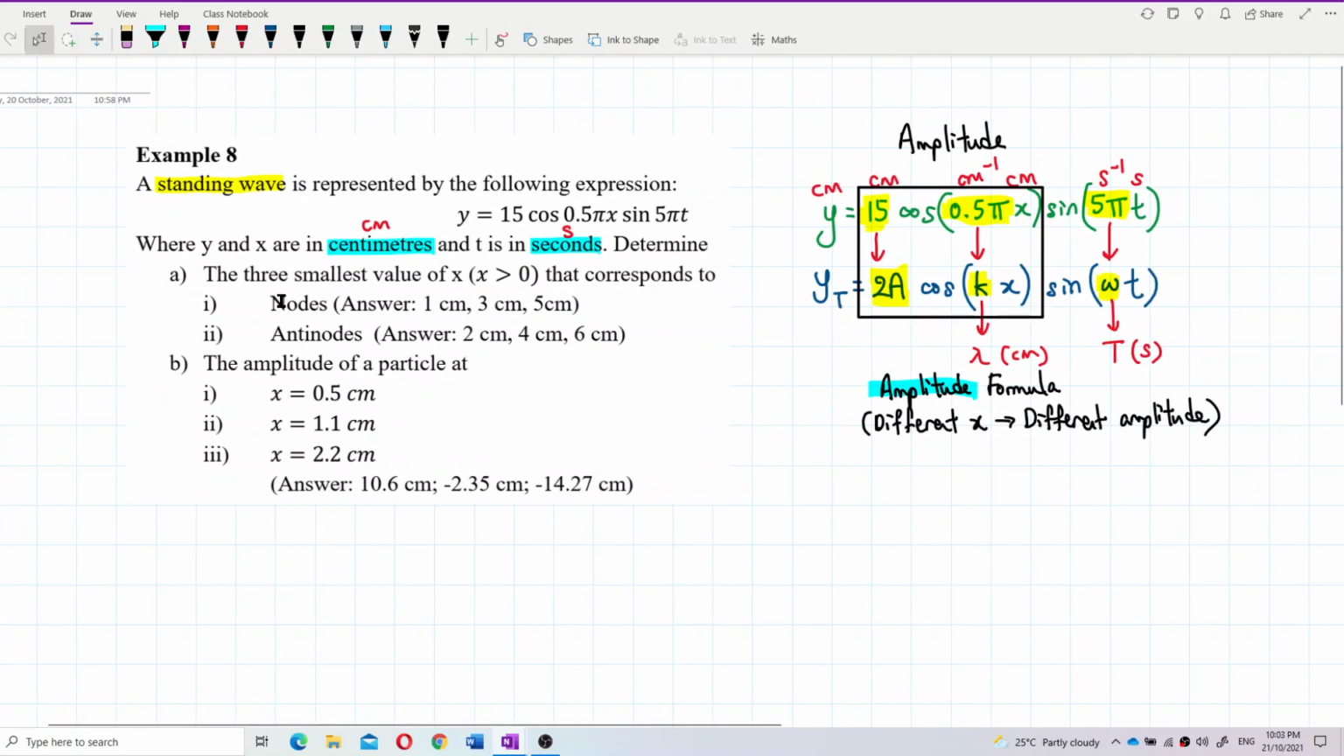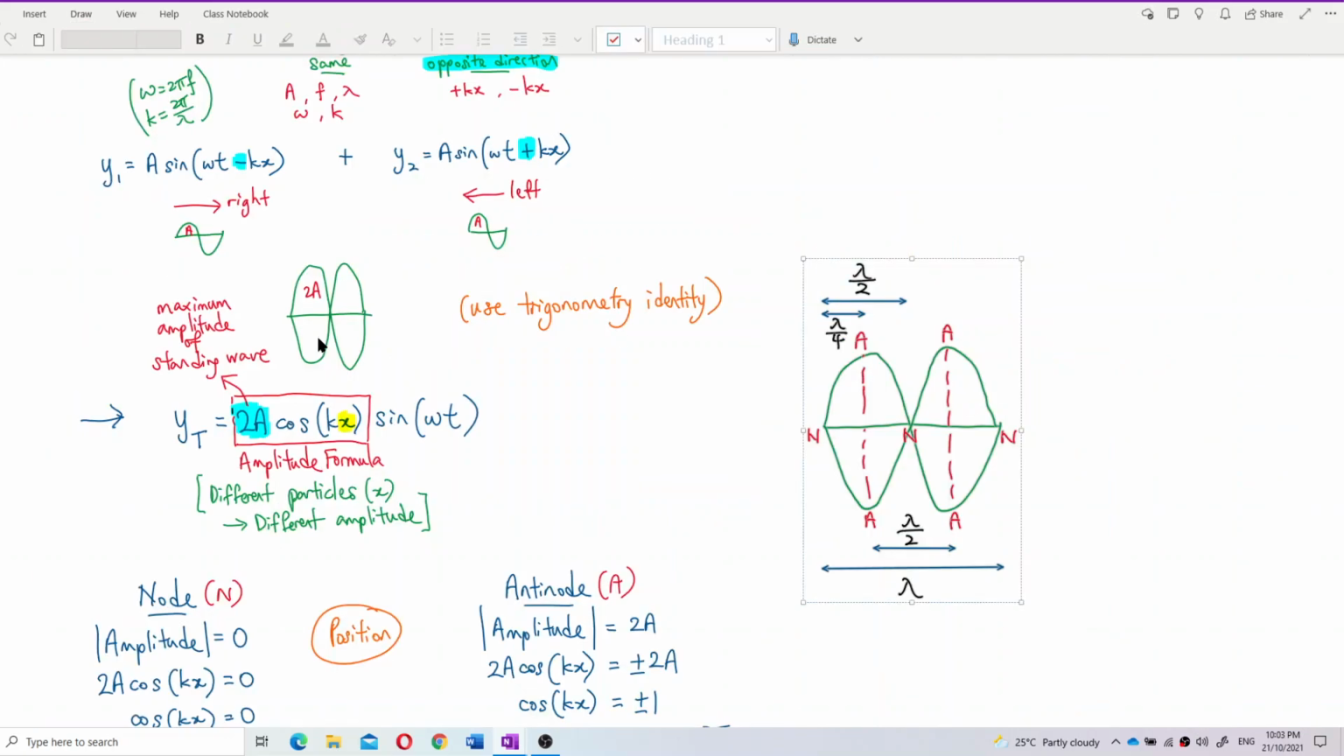Now, he asked for the position x. Which three smallest positions of x will have the nodes? And also, what are the three smallest positions of x as the antinodes? So how will we know about this?